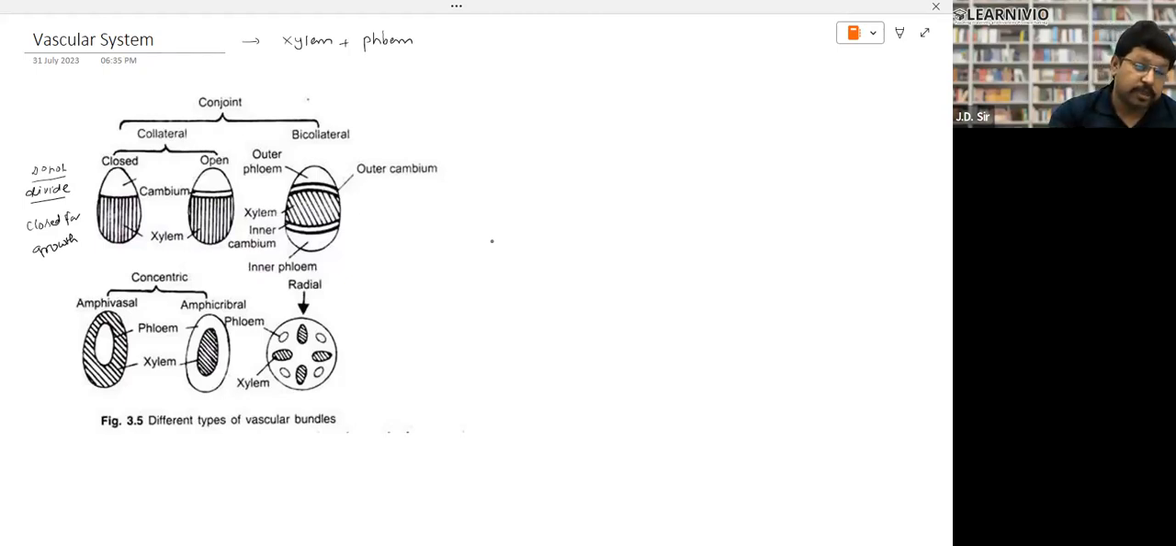And what is the difference between closed and open? In open vascular bundle, a layer is found, and that layer is called cambium. Can you tell me what is the cambium? I have already explained. Who will tell me? Alia, Martin, Siddhika, tell me.